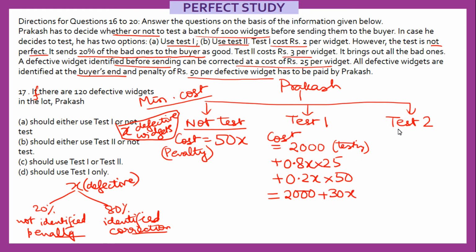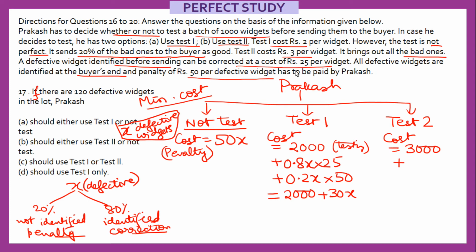Alright. Now let's come to test number 2. In test number 2 also I have to pay the testing cost. But what is my testing cost? Now it is 3 rupees per widget. That means 1000 multiplied by 3 rupees. It brings out all the bad ones. That means there is no question of any non-identification. Means for test number 2 I don't have to pay any penalty.